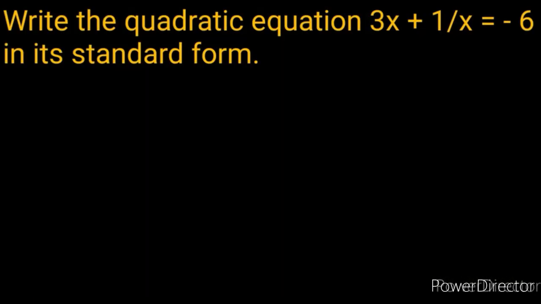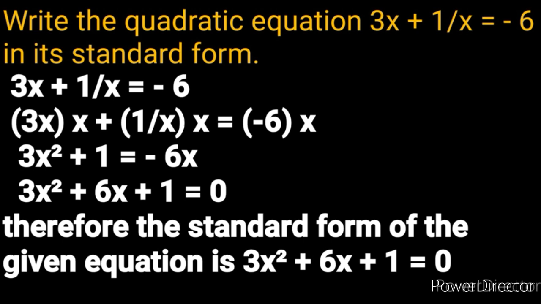The next type of question is, write the quadratic equation 3x plus 1 upon x equals minus 6 in its standard form. And the standard form is ax square plus bx plus c equals 0. There should be no fraction, but here you have a fraction for the second term. It's 1 upon x. So what we'll do is, we will try to eliminate that x. To eliminate the 1 upon x, we will multiply all the three terms by x. So 3x multiplied by x plus 1 upon x multiplied by x equals minus 6 multiplied by x.